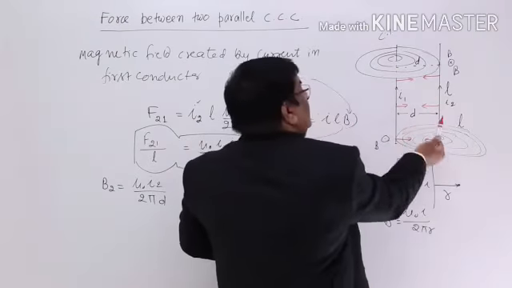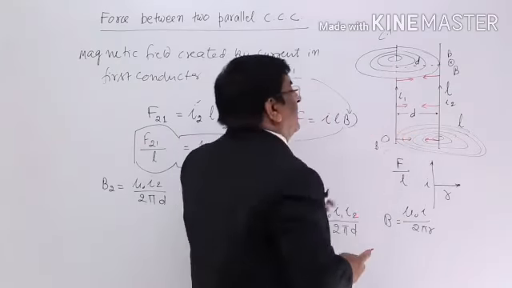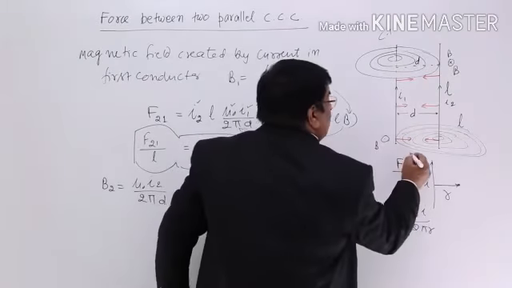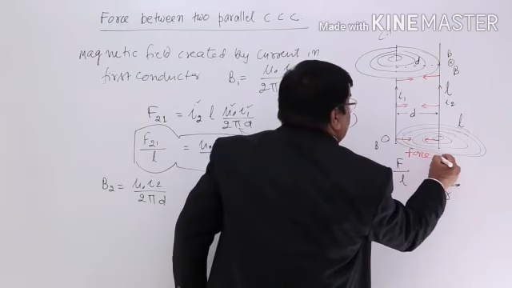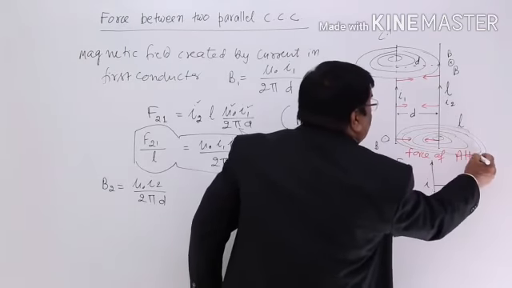When the current is flowing parallel to each other, now this is attracted this way, this is attracted this way. What do we call it? We call it force of attraction. When they are forced towards each other, that is force of attraction.